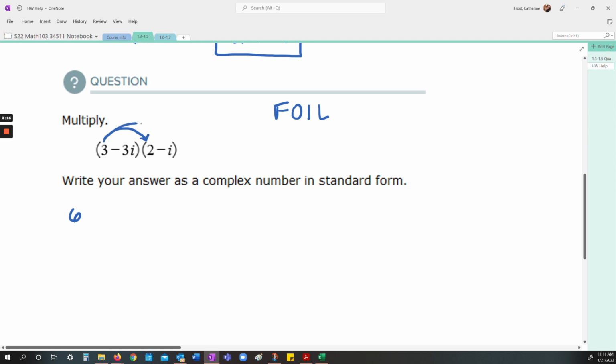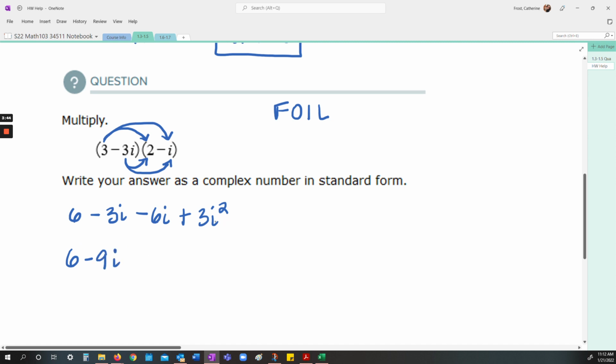And then outside would be 3 times the -i, so -3i. And then we have to do inside, so -3i times 2 would be -6i. And then -3i times -i would be, let's see, plus 3i squared. And so these two terms in the middle can be combined. They're like terms, so we have 6 minus 9i.